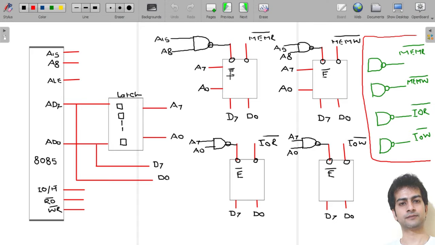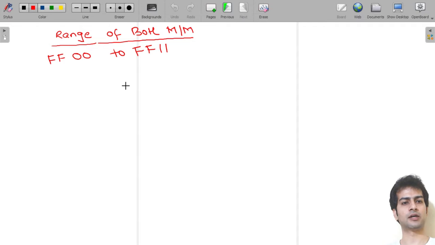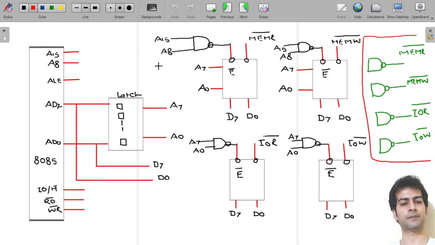Okay, fine. Now suppose the microprocessor wants to communicate with memory location FF01H. Then see what will happen.